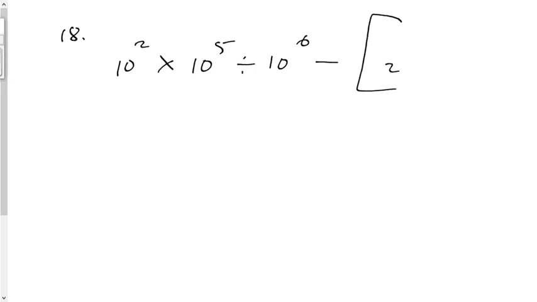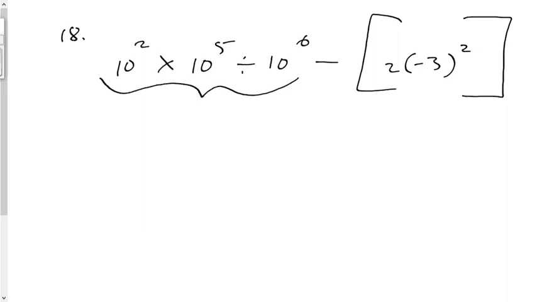Question 18, this is question 18: 10 squared times 10 to the 5th divided by 10 to the 6th, minus square brackets 2 times -3 squared, end of square brackets. Again, looks complicated, not that bad. If I was you, how would I simplify that? Would I change them all to standard form right now, or would I use a law? I'd probably use a law, wouldn't I?